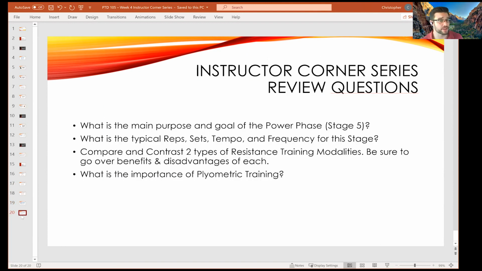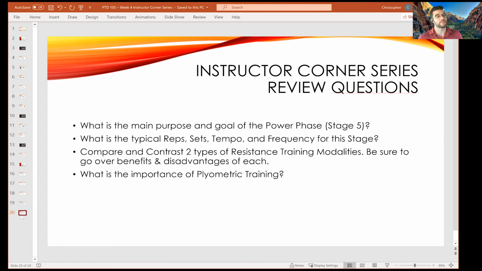So wrapping it all up, these are the questions that you should be thinking about for your Instructor Corner series. First off, what is the main purpose and goal of the power phase of stage 5 of the OPT model? Once again, bringing it full circle, looking at how we alter and progress the acute training variables. What is the typical reps, sets, tempo, and frequency for this stage?